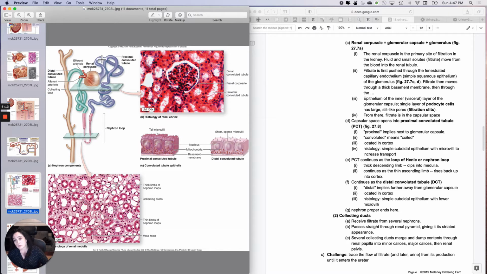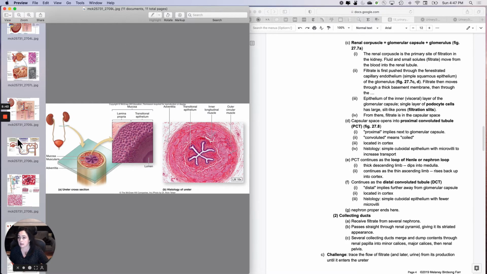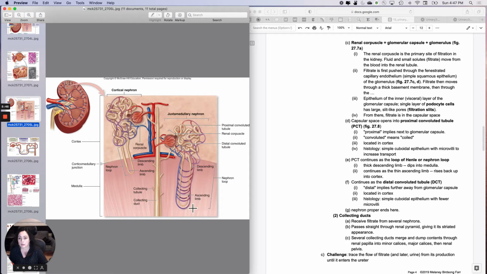Why is it called proximal? Because it's close. Convoluted means curvy, and it is a tubule. Now, FYI, way back at the beginning of the semester, you learned that kidney tubules were made of simple cuboidal epithelium. This is what they were talking about when they said a kidney tubule. They're made of this. Does this look kind of familiar? These little guys right here. So the proximal convoluted tubule, often abbreviated PCT, starts up in the cortex, and then it might dip a little bit into the medulla, but it's mostly going to stay up in the cortex.